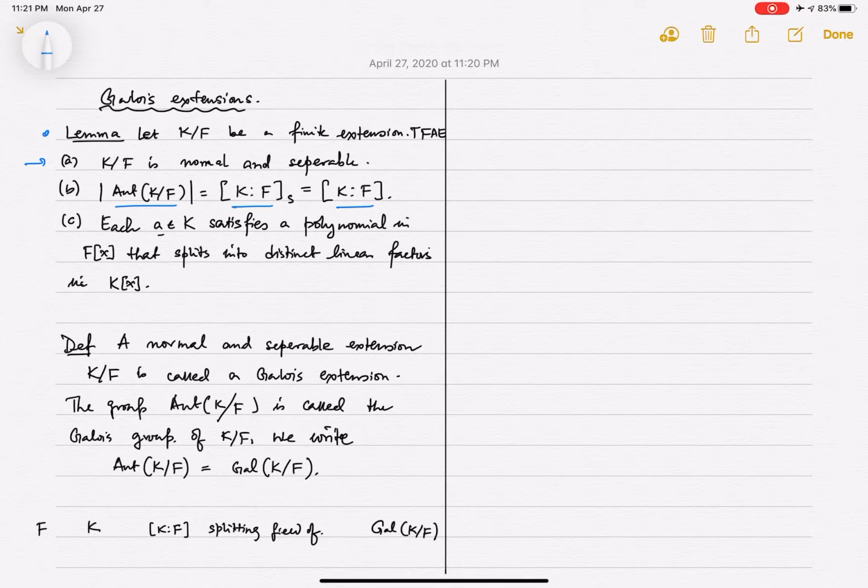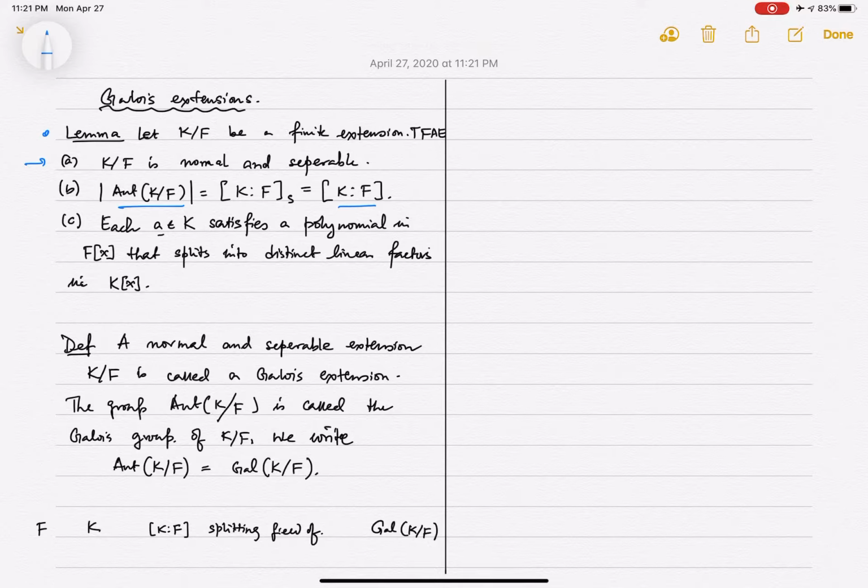And B already shows you that there is some nice connection between group theory and field theory. The order of this group is equal to the dimension of this vector space k over f, which is a field theory object. And Galois theory exploits this connection in a very beautiful way.